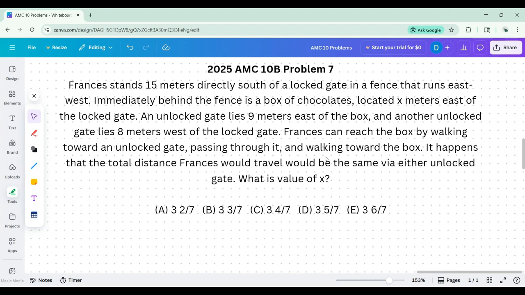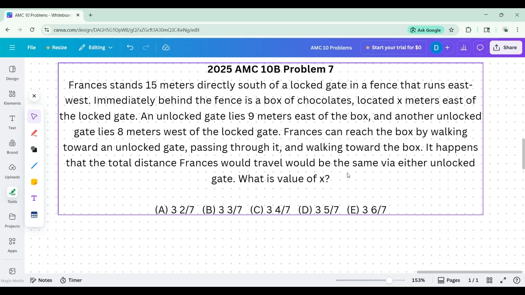It reads, Francis stands 15 meters directly south of a locked gate in a fence that runs east to west. Immediately behind the fence is a box of chocolates located x meters east of the locked gate. An unlocked gate lies 9 meters east of the box, and another unlocked gate lies 8 meters west of the locked gate. Francis can reach the box by walking toward an unlocked gate, passing through it, and walking towards the box. It happens that the total distance Francis would travel would be the same via either unlocked gate. What is the value of x?